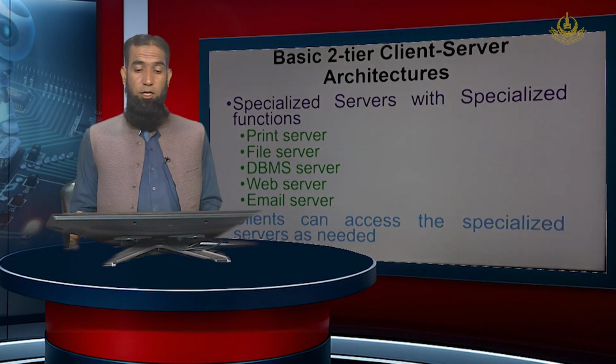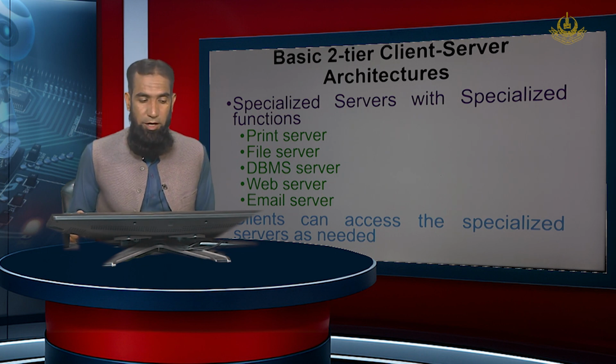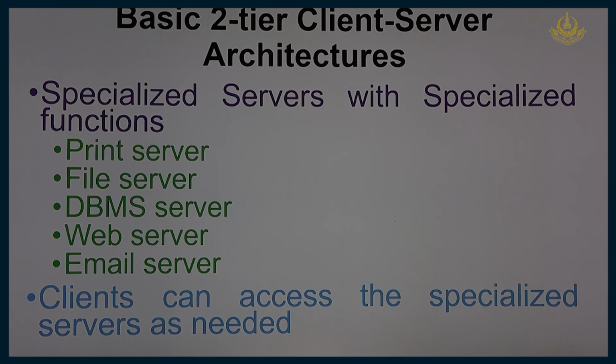Then the two-tier or client server architecture. In client server architecture there are two layers. One layer is called the client layer and the second layer is called the server layer. Servers can have specialized functions, that can be a print server. We mark a machine as a print server, and a printer is attached to that, and all the users of that network send print jobs to that machine. That's called a print server that manages the printing.